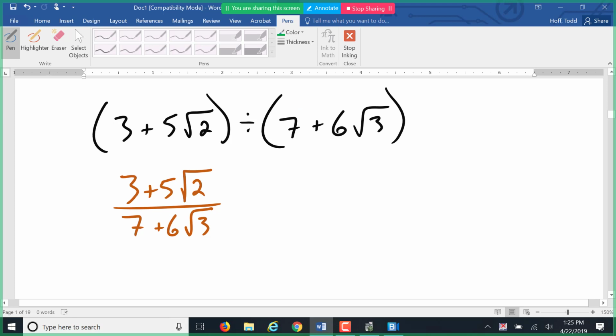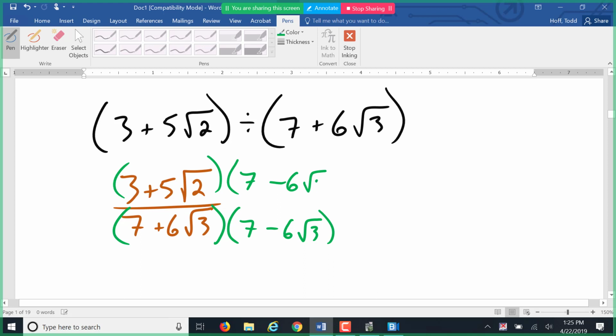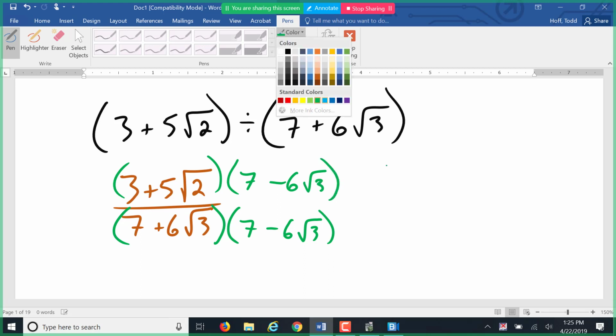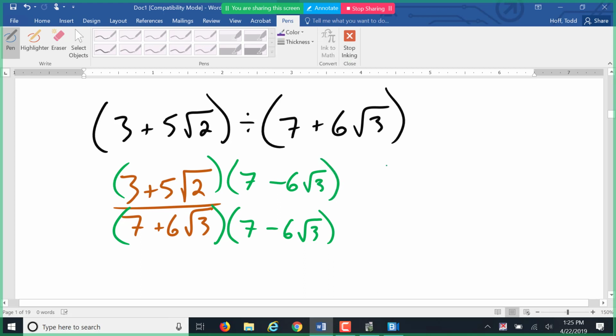Now all we have to do is rationalize our denominator. Of course, the conjugate is going to be 7 minus 6 root 3. Up here, of course, 7 minus 6 root 3. Now, this is by no means a short problem even yet. We still have to do this multiplication up here. I'm going to write that off to the side here.